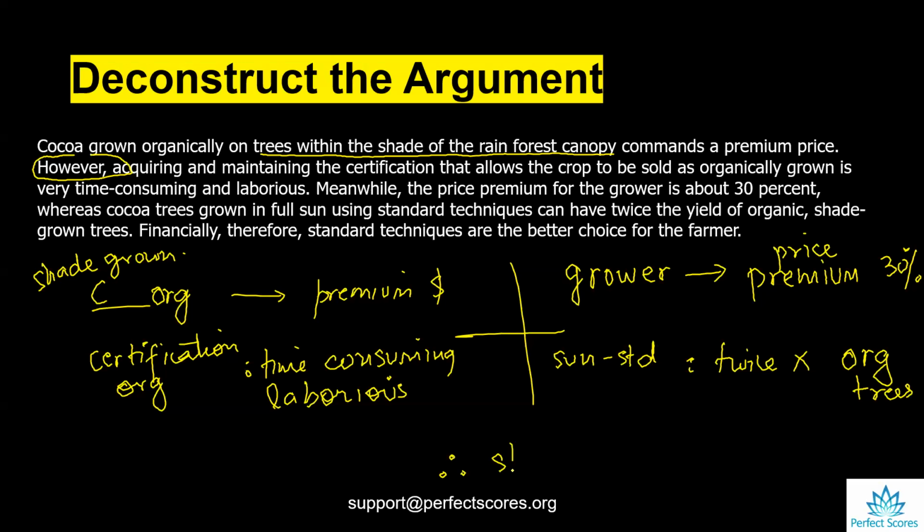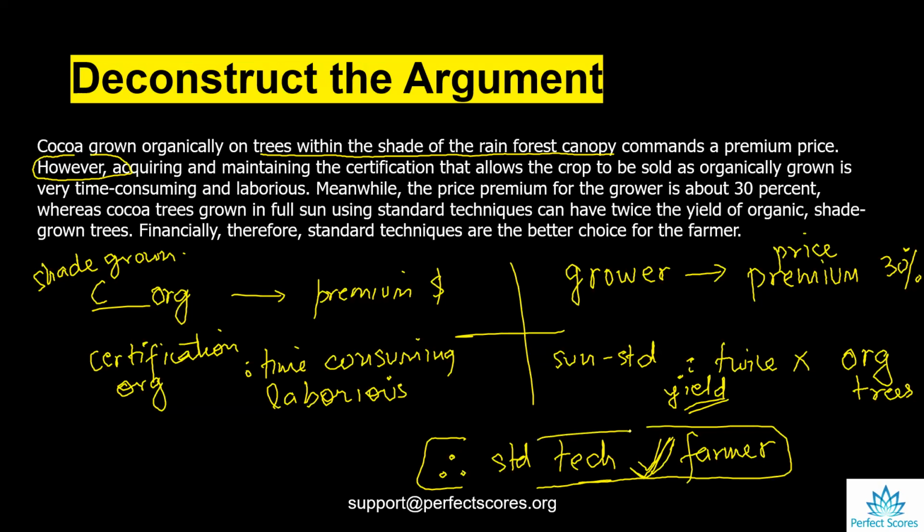Financially, therefore, it says that the standard techniques are better for the farmer. The reason that I understand is that although the price premium is 30%, the yield, that means the amount of crop that the grower is able to get in a standard setting, is twice that the grower can get in an organic setting. All right, so that is going to be the main evidence. So did you both understand how do we dissect the argument? You need to be very clear about the conclusion and the premises. Do you have any doubt about this argument?